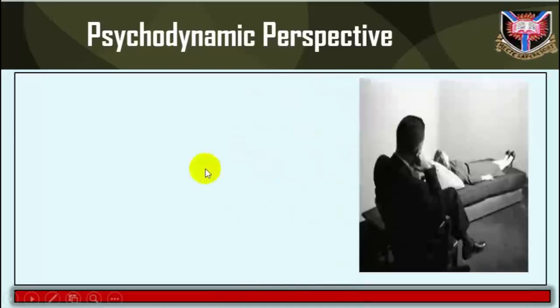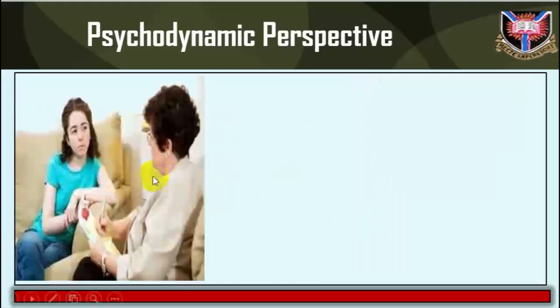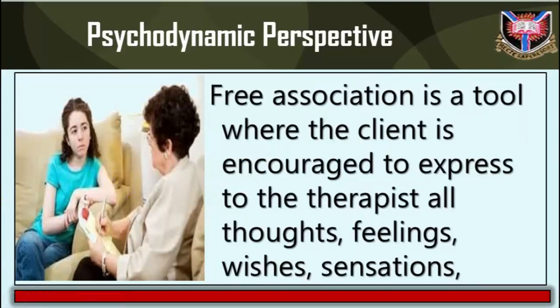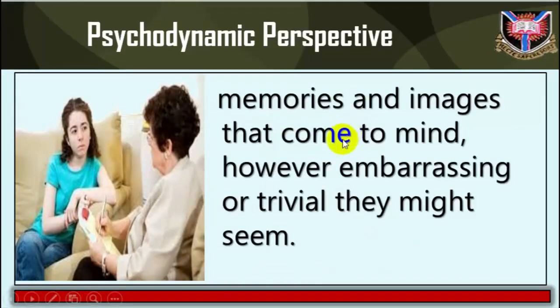The essential tools for the psychoanalytic process are the use of free association, dream analysis, and transference. Free association is a tool where the client is encouraged to express to the therapist all thoughts, feelings, wishes, sensations, memories, and images that come to mind, however embarrassing or trivial that might seem.